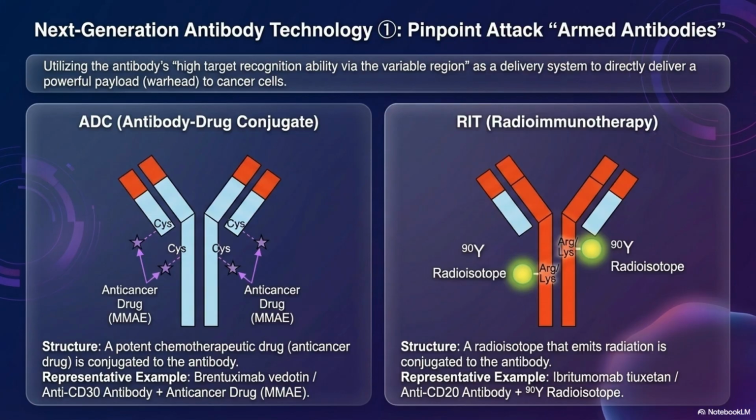One prominent example is armed antibodies. By utilizing the high specificity of antibodies as a delivery vehicle, we can attach potent chemotherapeutic agents or radioisotopes. This allows us to deliver a highly toxic payload directly to cancer cells, while sparing healthy tissue.